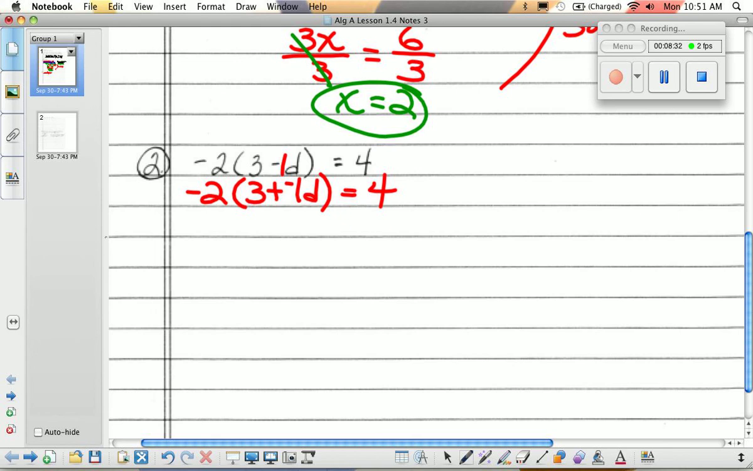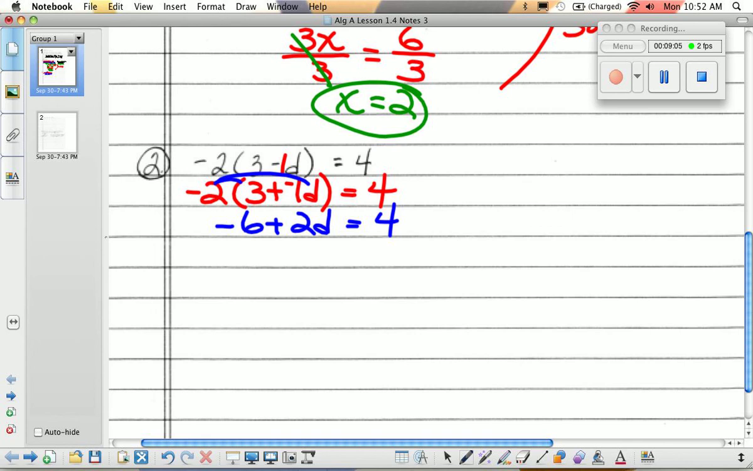Are we ready today to do the multiplying without showing the multiplication step? How many of you think you're ready to multiply without showing it on your paper? Negative 2 times 3. Okay, if you're not ready, then show it. It's negative 6, isn't it? Plus negative 2 times negative 1d. What's that? 2d. And then our equals 4.